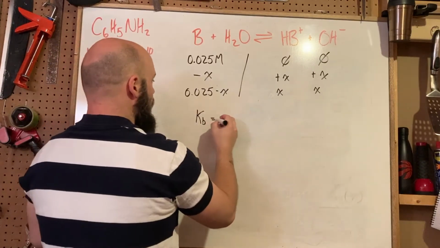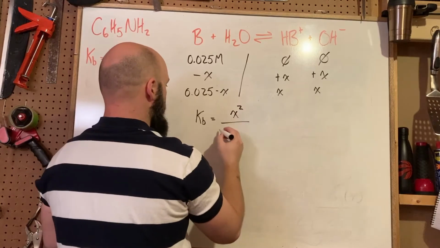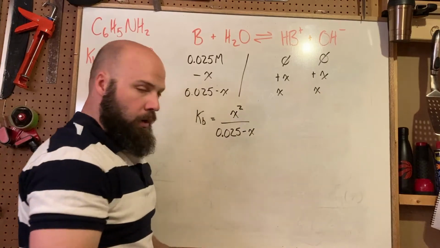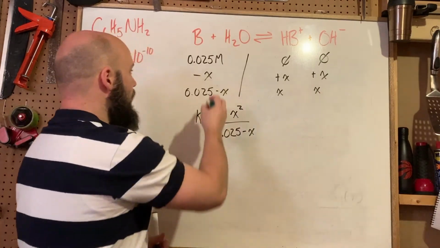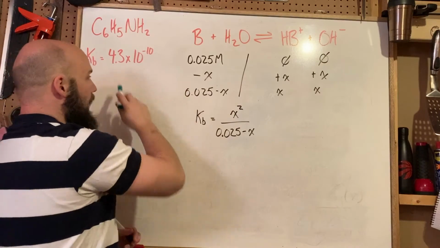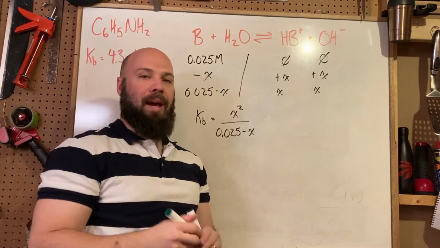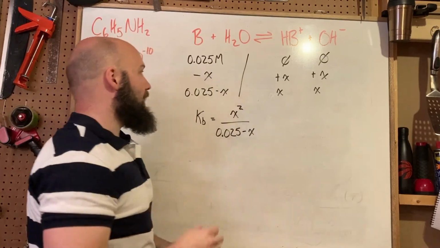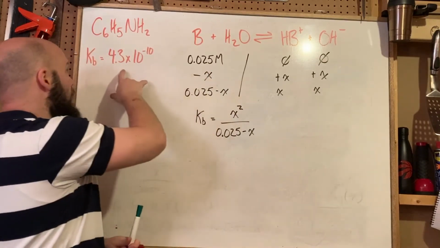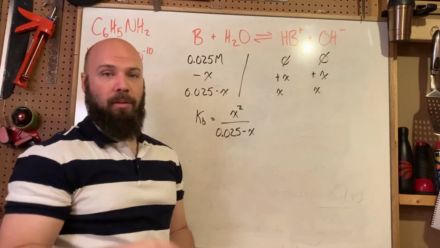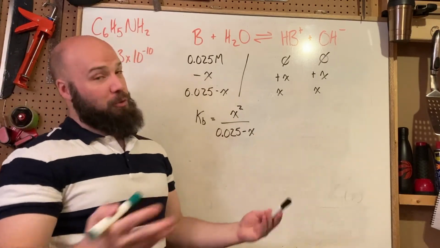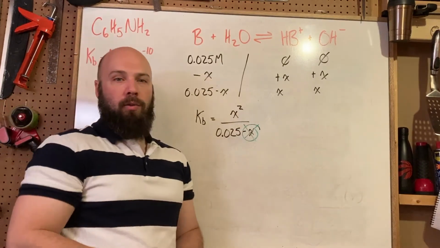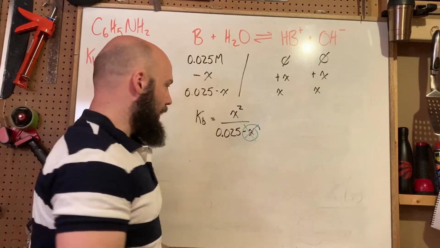So the Kb will be equal to x squared over 0.025 minus x. We have another one of these situations where the initial concentration and the Kb are different in magnitude by a factor greater than 3. Your concentration is times 10 to the negative 2, and your Kb is times 10 to the negative 10. So the magnitude difference there is 8. 8 is greater than 3, and thus you can ignore this initial change and avoid doing the quadratic formula.